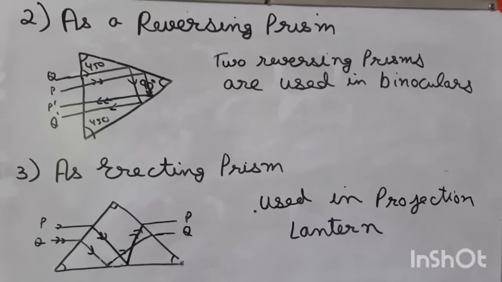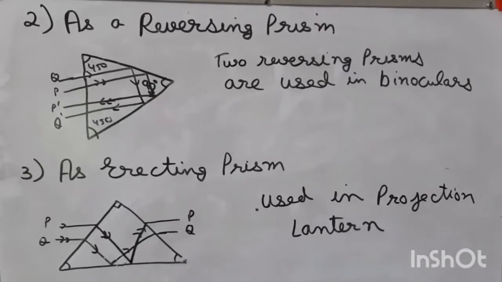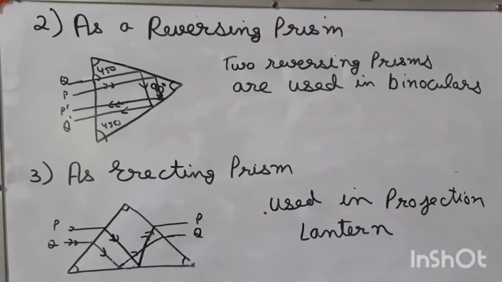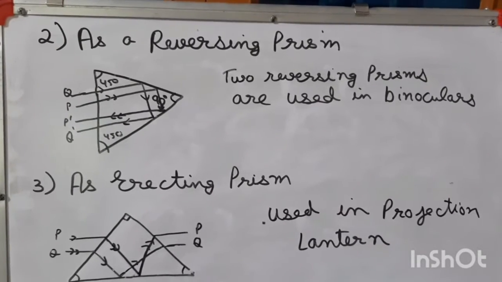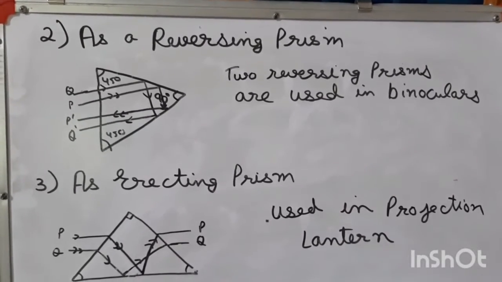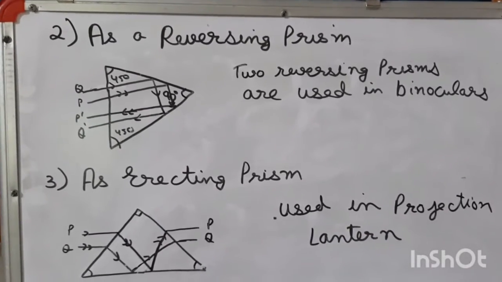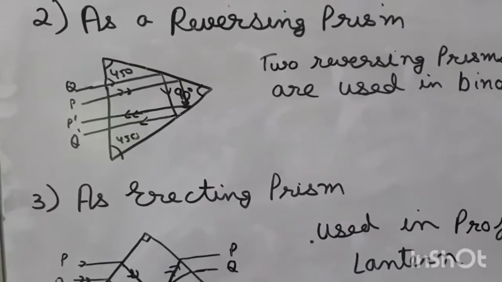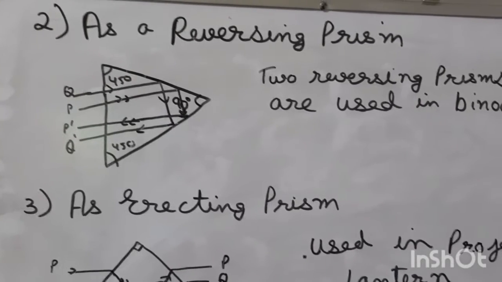Good morning students. In today's lecture we will continue with the applications of total internal reflection. We were discussing the totally reflecting prisms and in what ways we can use them. So the second way in which the totally reflecting prism can be used is as a reversing prism.